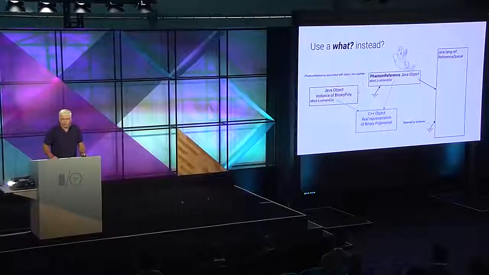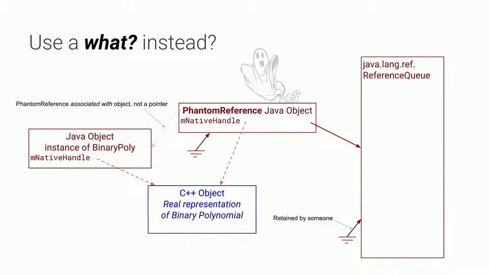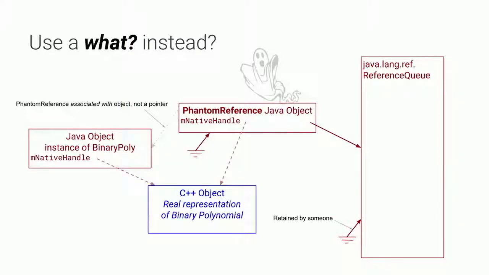Normally, in order to actually use a phantom reference, you'll usually inherit from it, and the class derived from phantom reference will have a pointer to the C++ object along with the Java binary poly object. There's also a reference queue off to the side here, which I'll show you what role that plays in a second. Notice that I've put those ground symbols in a few places to indicate objects that we need to make sure don't get garbage collected. So we need to have some mechanism for keeping those around. That applies to both the phantom reference and the reference queue.